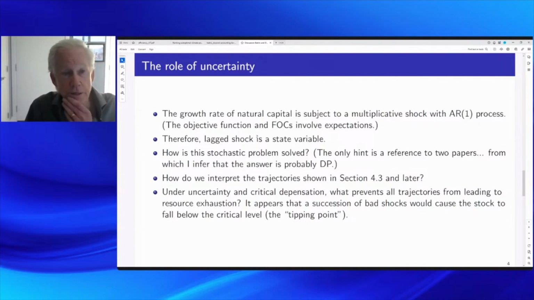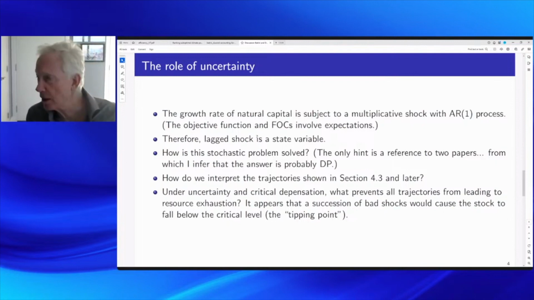But then I couldn't understand how to interpret the trajectories. These are shown in section 4.3, but there are also lots of examples of them in the slides that we just saw. I mean, the problem, of course, is that when you have a stochastic problem, you don't know what the stock is going to be in the future. You can graph the expectation of the stock or something else. And I'm not exactly sure how to interpret these.